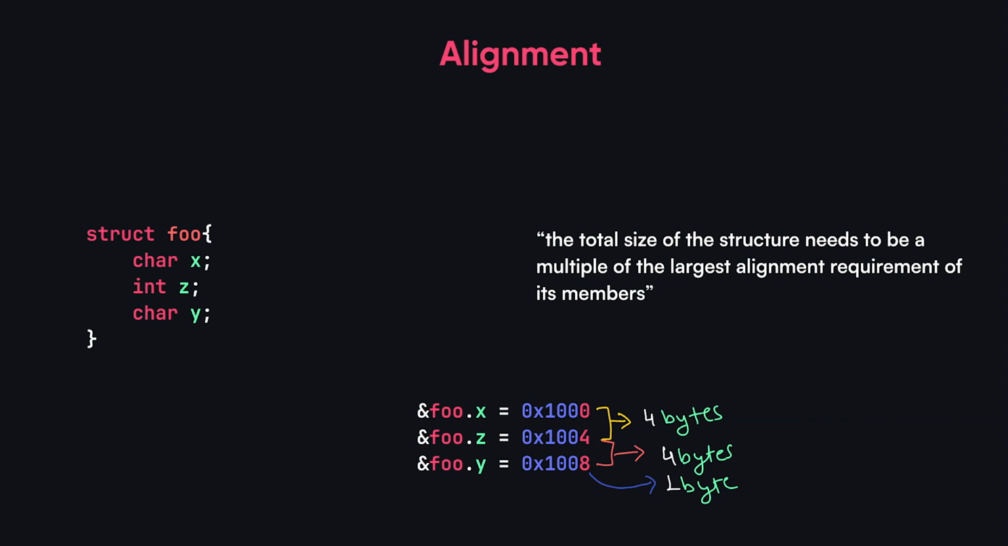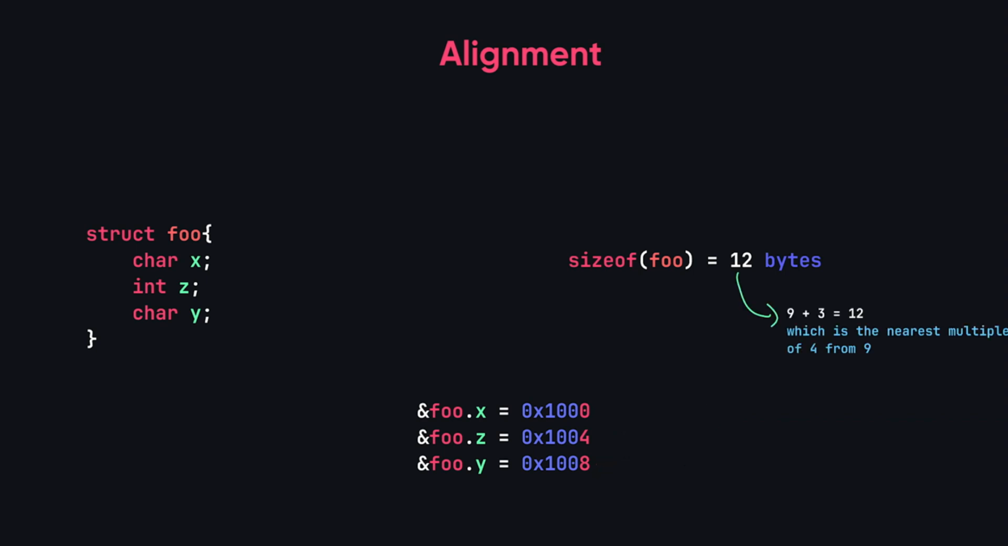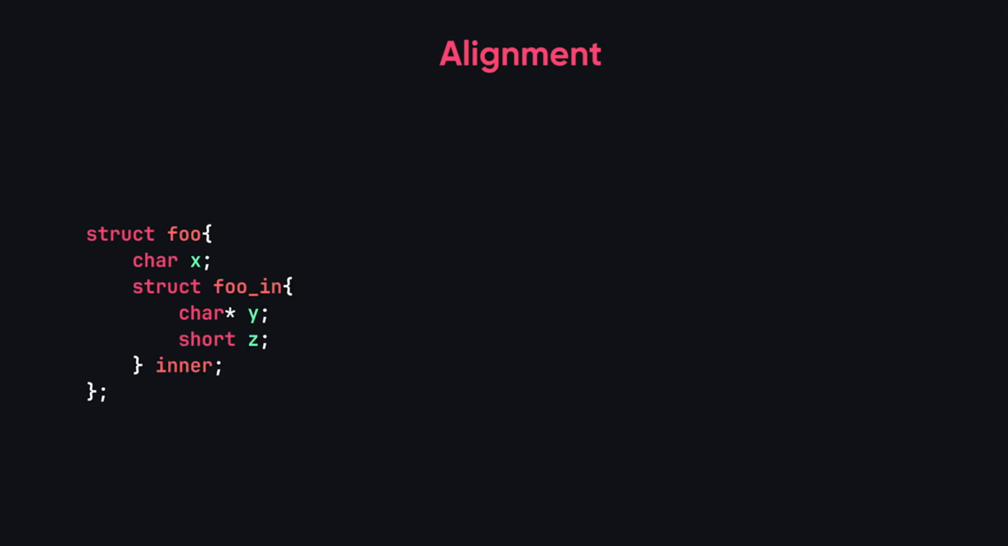Well, here comes another rule about alignment requirements, which says the total size of the structure needs to be a multiple of the largest alignment requirement of its members. And in our case, the largest alignment requirement in our struct is integer Z, and its alignment requirement is being divisible by 4. Which is not being fulfilled here because 9 is not divisible by 4. So if we consider this requirement, the size of this struct will be 12 bytes because the nearest multiple of 4 near 9 is 12.